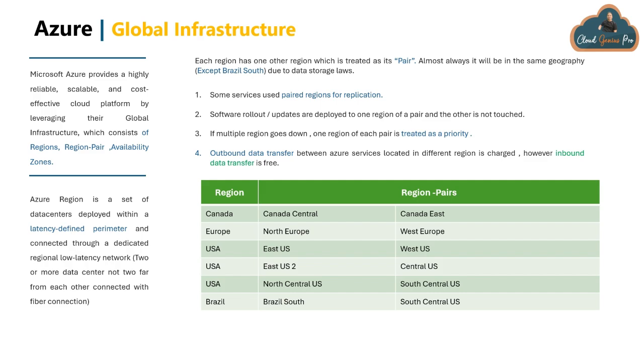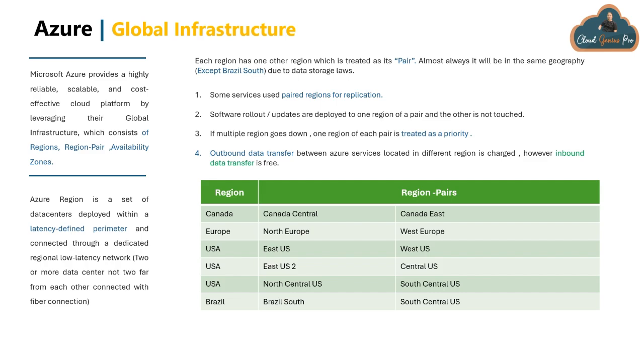The specific reason for this is data storage law. Otherwise, if you look at the Europe region pair, North Europe and West Europe will be there. Similarly, Canada Central and Canada East. These are the two different regions of a region pair. Whenever data transfer is happening between the two different regions of a region pair, outbound data traffic will always be charged to the end customer, but inbound data transfer will be free. You need to remember this. This is an important aspect of data transfer cost between two different regions under a region pair.